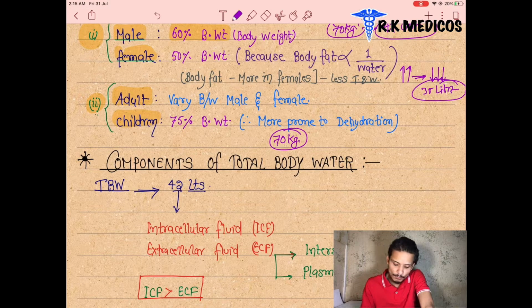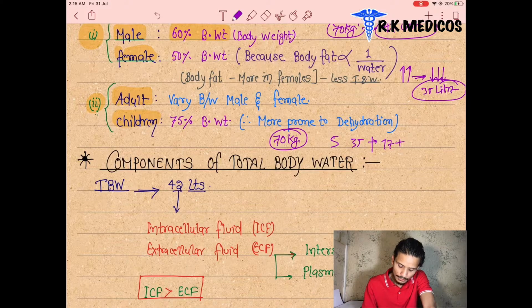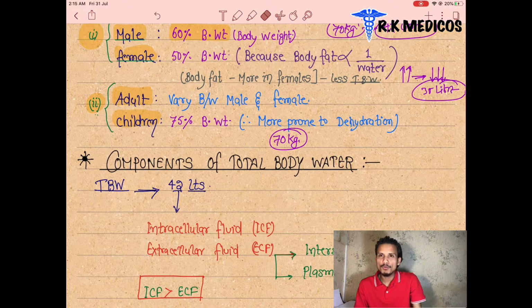You can imagine it's more than, we can see like this, 35 plus 17.5. It will be 52.5 liters. You can imagine 52.5 liters is water. Why are we calculating this?